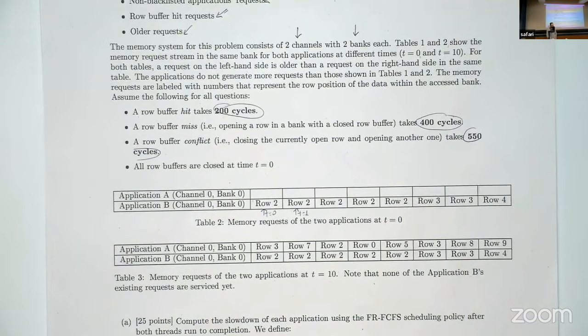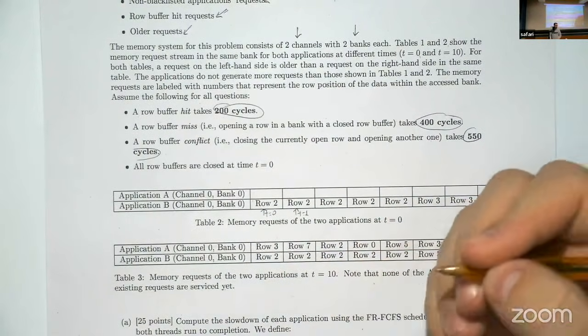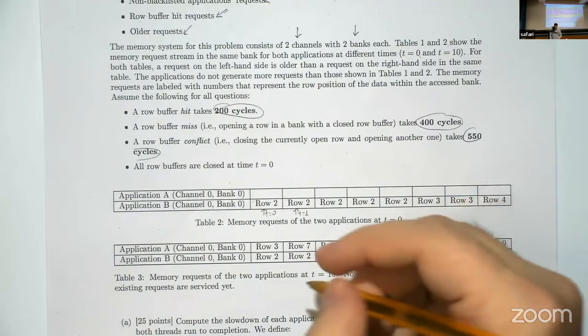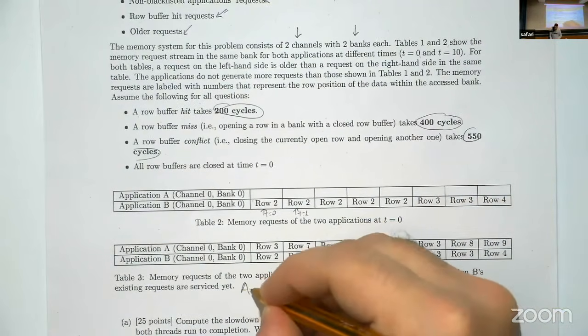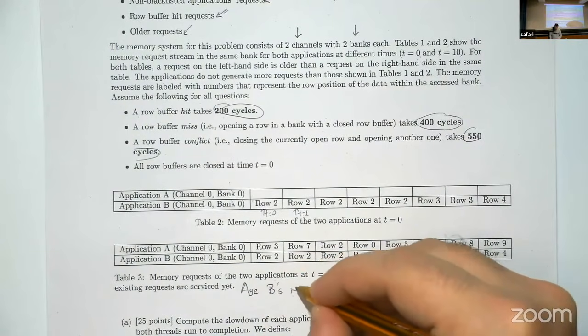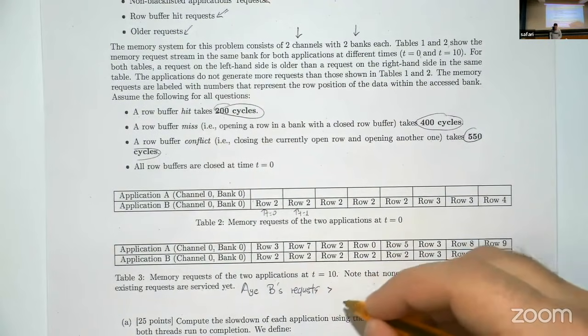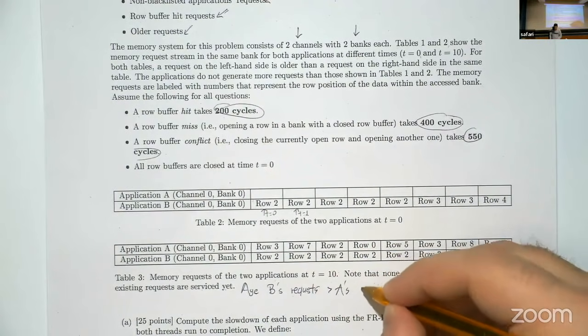What does this mean? That all the requests of application B are older than the requests of application A. So in terms of age, this means that B's requests are older than A's requests.